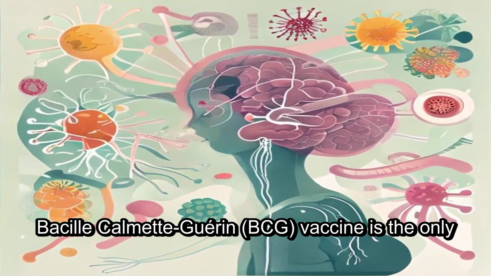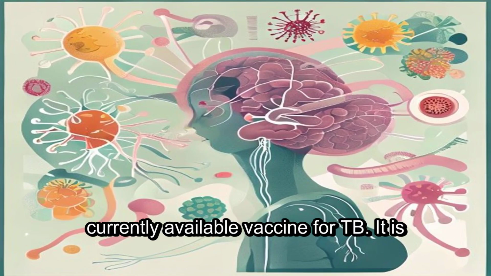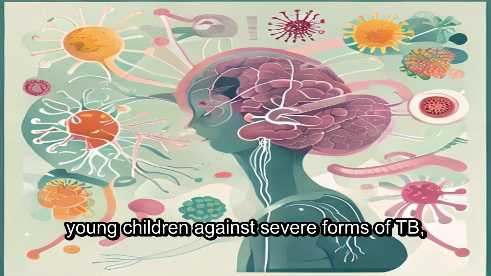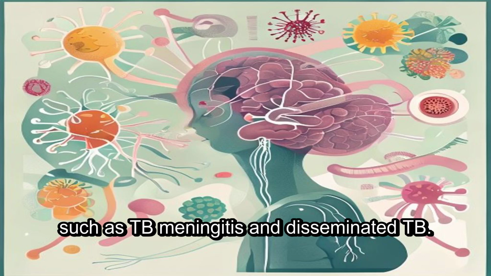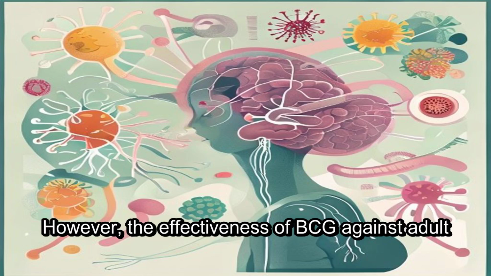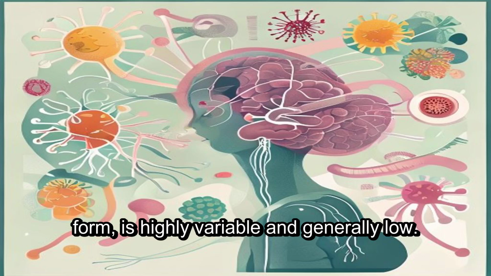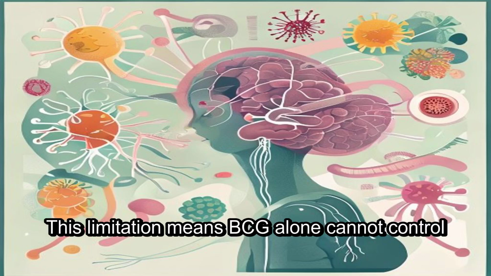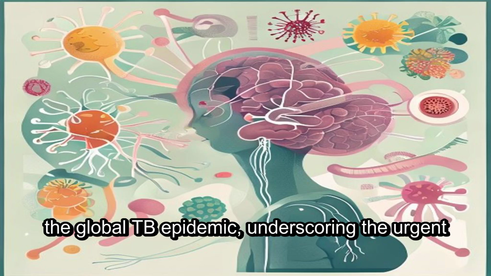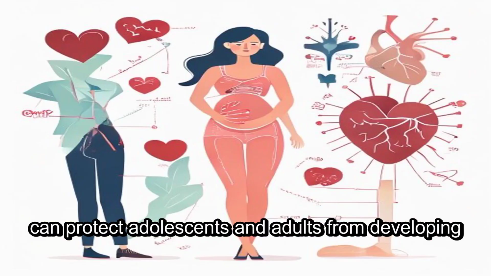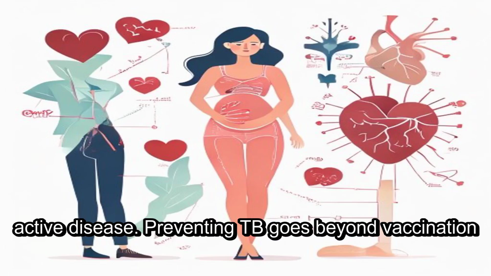The Bacillus Calmette-Guerin (BCG) vaccine is the only currently available vaccine for TB. It is primarily used in countries with a high prevalence of TB to protect infants and young children against severe forms of TB, such as TB meningitis and disseminated TB. However, the effectiveness of BCG against adult pulmonary TB, the most common and transmissible form, is highly variable and generally low. This limitation means BCG alone cannot control the global TB epidemic, underscoring the urgent need for new, more effective vaccines that can protect adolescents and adults from developing active disease.